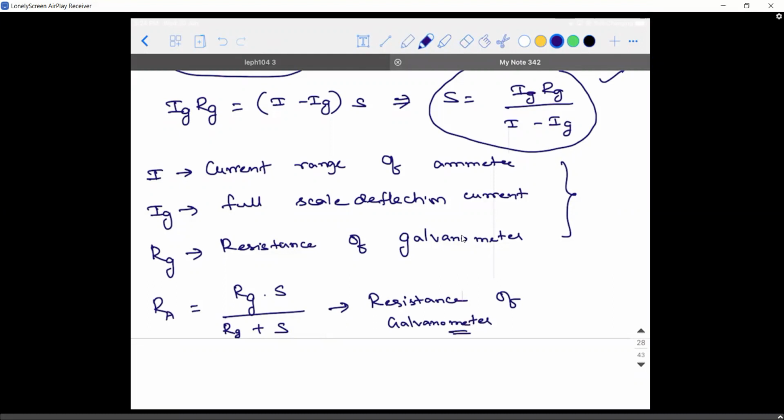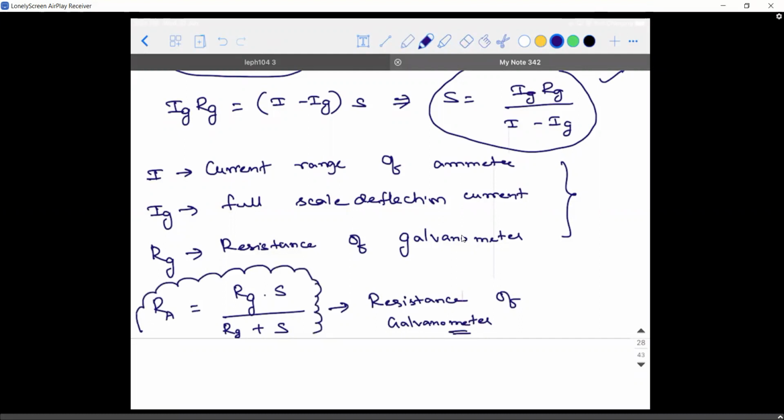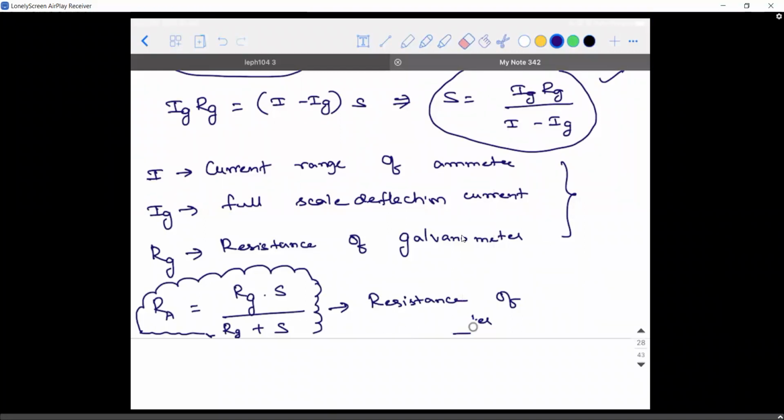Sir, is it only in this case, or is it general? In this case. Resistance of the ammeter.